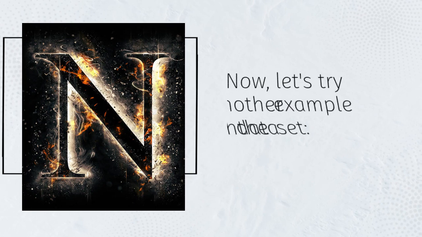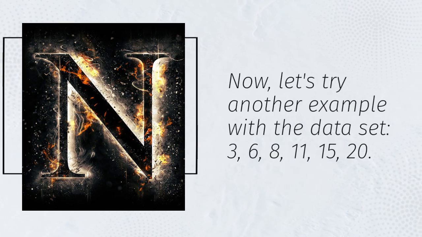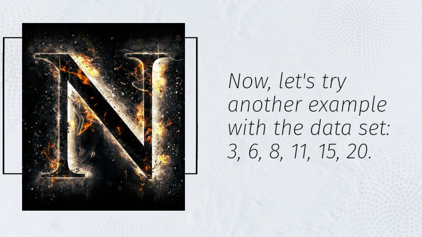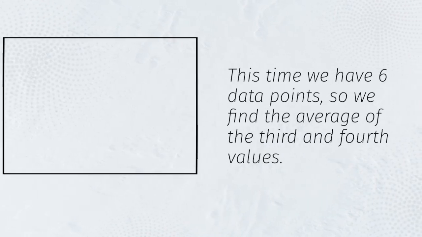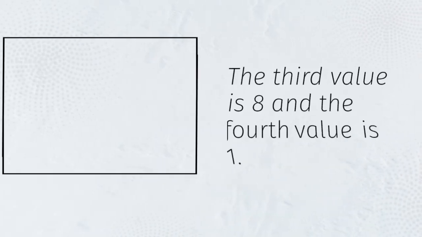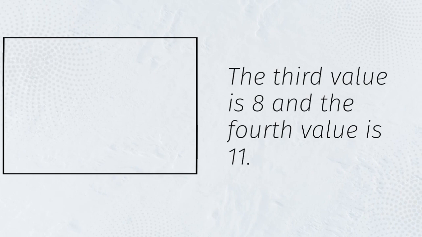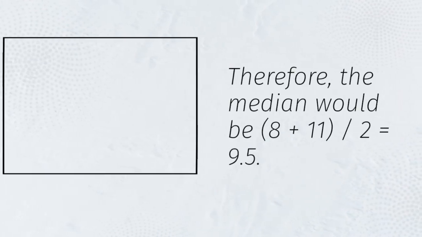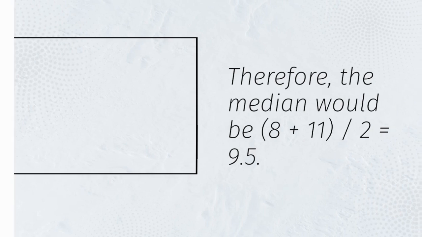Now, let's try another example with the dataset 3, 6, 8, 11, 15, 20. This time we have 6 data points, so we find the average of the third and fourth values. The third value is 8 and the fourth value is 11. Therefore, the median would be (8 + 11)/2 = 9.5.